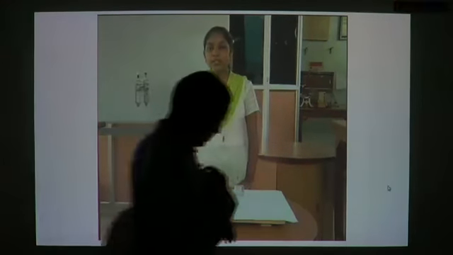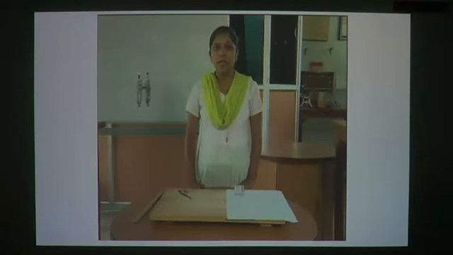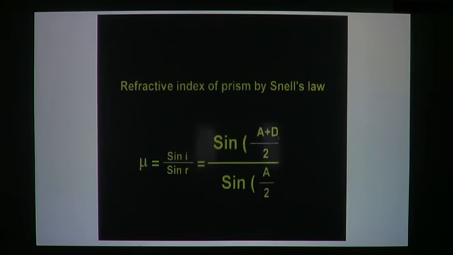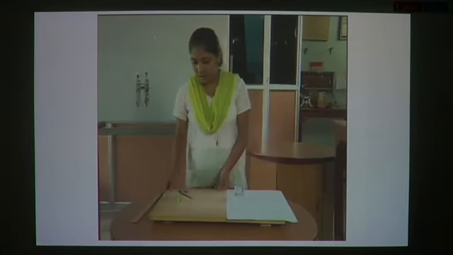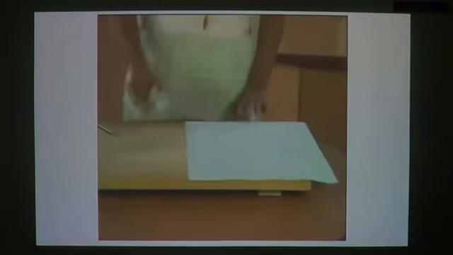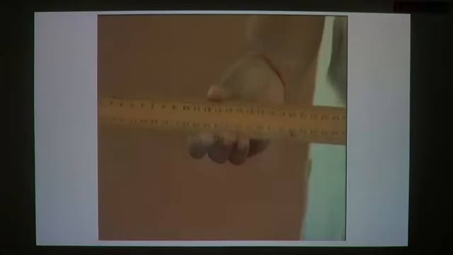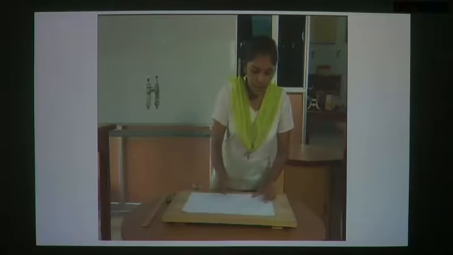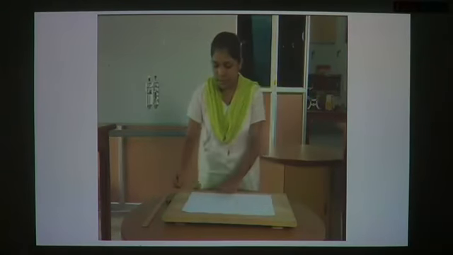Aim of the experiment is to determine the refractive index of a prism by the I-D curve method. The apparatus required are a drawing board, a white paper sheet, a glass prism, 4 hairpins, fixing pins, a pencil and a meter scale. The working procedure is: first fix the white paper sheet on the drawing board using fixing pins.